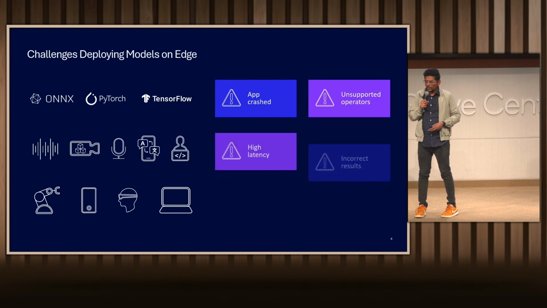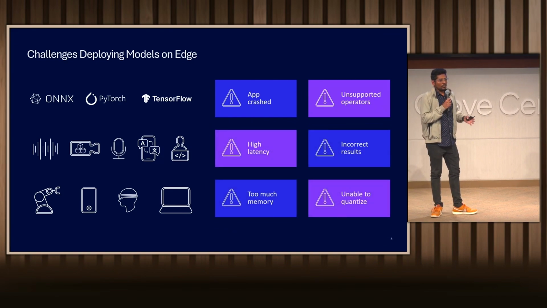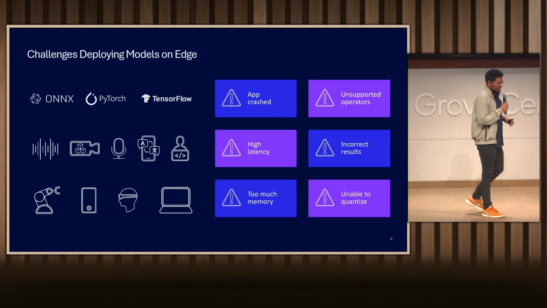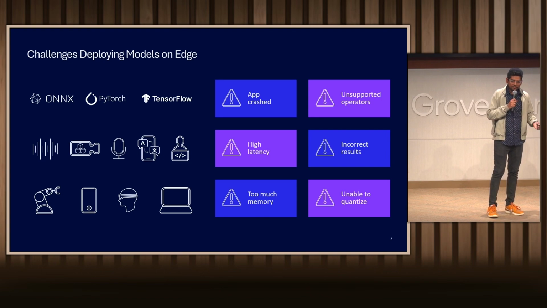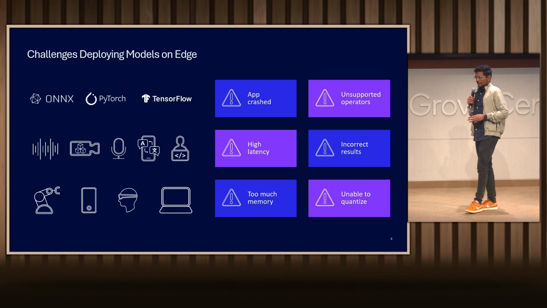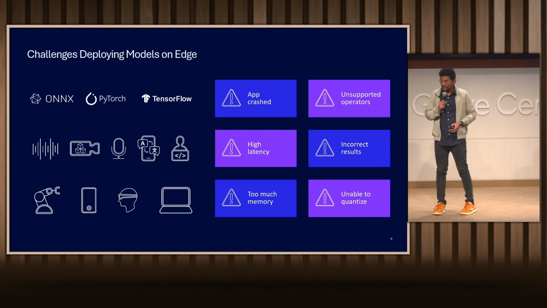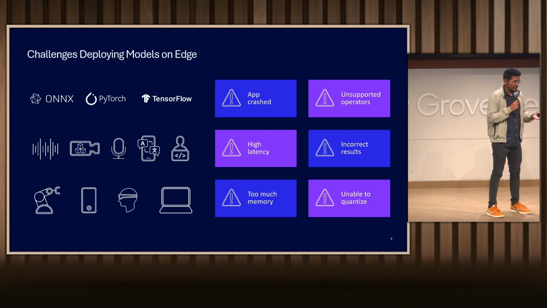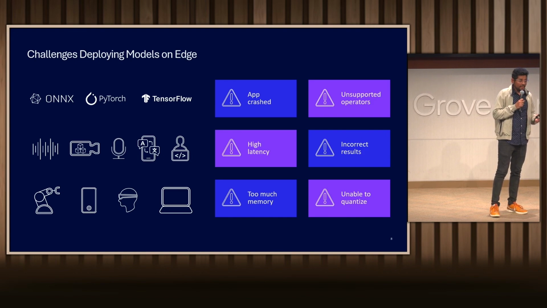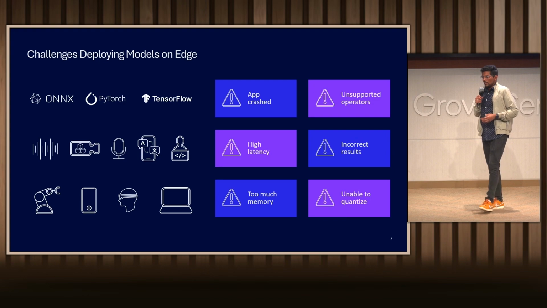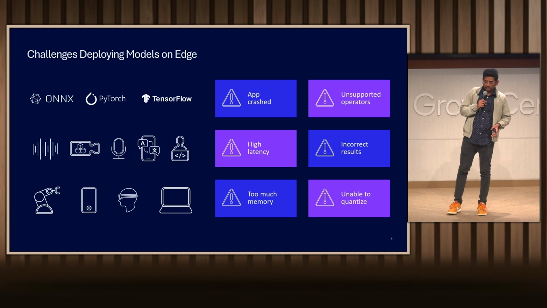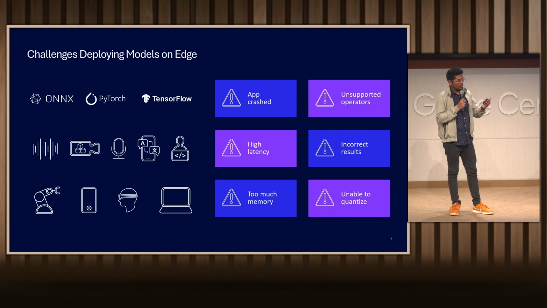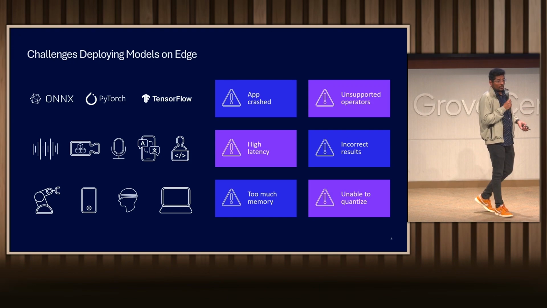When we started, we looked into the challenges of deploying models on edge. It's not as easy as taking a PyTorch model and just running it. The first stage, where I think most developers get stuck, is unsupported operators. With the latest support coming in ONNX, we are really thrilled that this will be further improved and the gap will be minimized. But even if you are able to convert your model, you might not get very good latency. Your app might crash because of memory issues or other issues. And maybe you're not able to quantize your model.